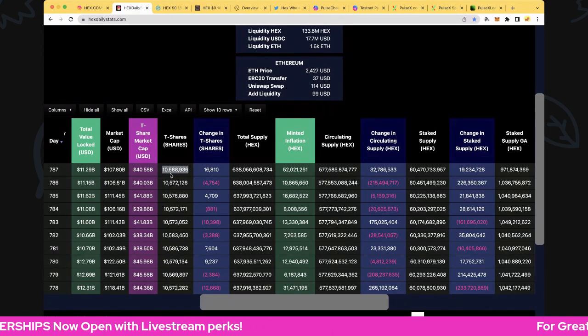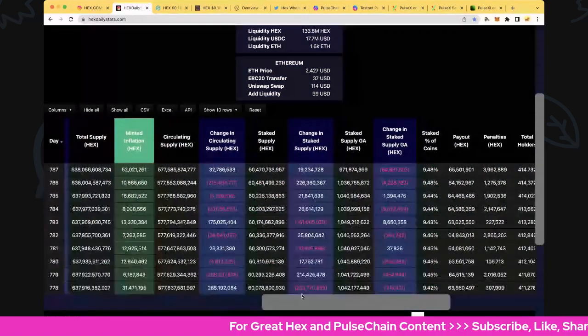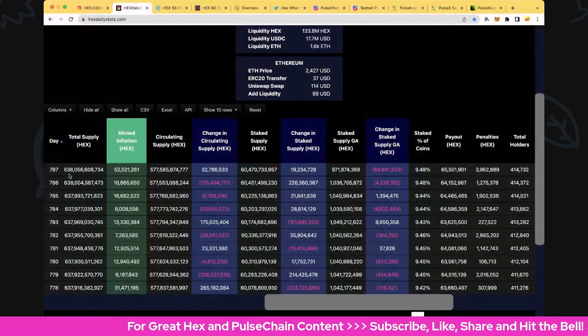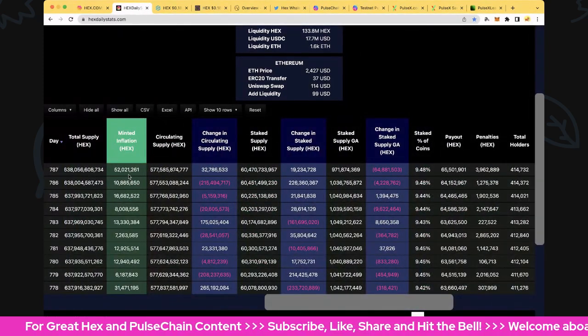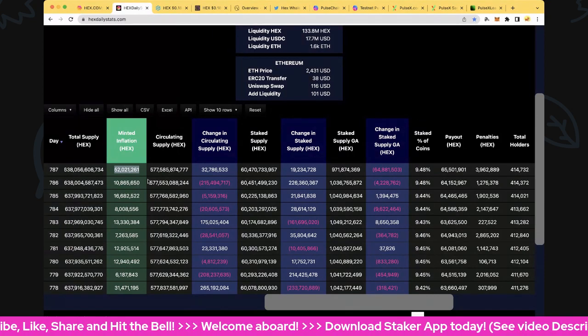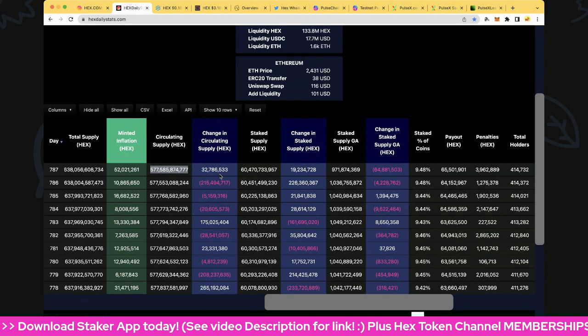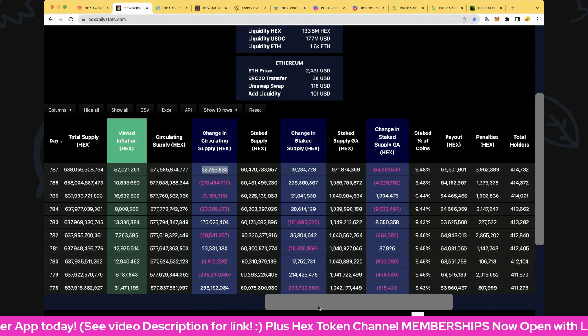T-shares, 10,588,936. If you've got a T-share, as I say, you're pretty special. Total supply, 638 billion, up 52 million in minted inflation. That's quite a lot, so that's a big day for that. Typically, we've had reasonably modest days. Circulating supply, 577.6 billion, and the circulating supply went up 32.7 million.